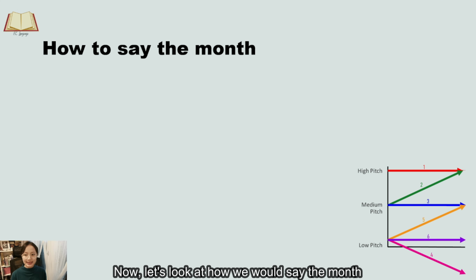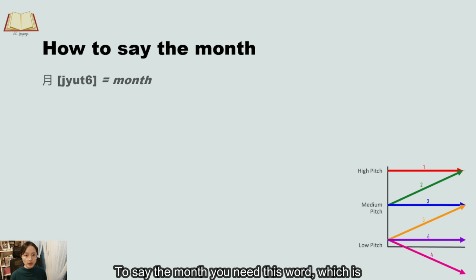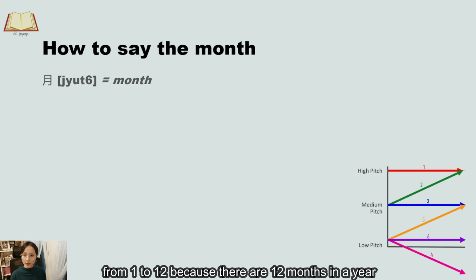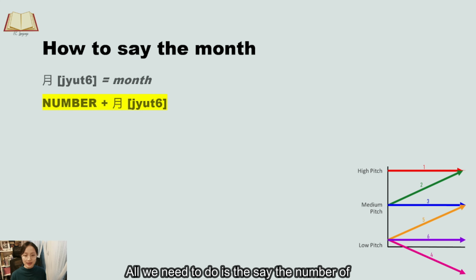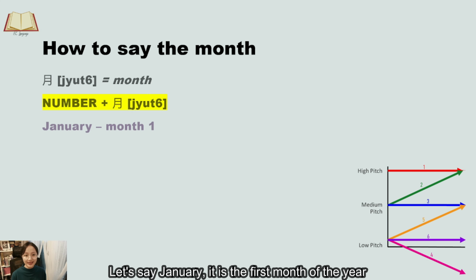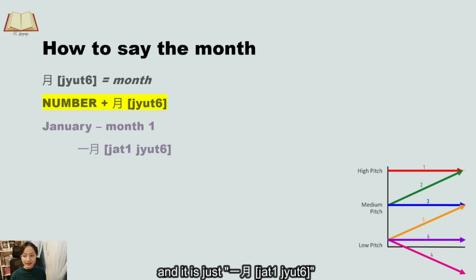Now let's look at how we would say the month. So to say the month, you need this word, which is 月, meaning month. And you will need to know how to count from 1 to 12 because there are 12 months in the year. What you need to do is say the number of the month's position in the year and then the word 月 for month. Now what I mean by that is this. Let's say January, it is the first month of the year. We just say month 1 or 1 month and it is just 月.